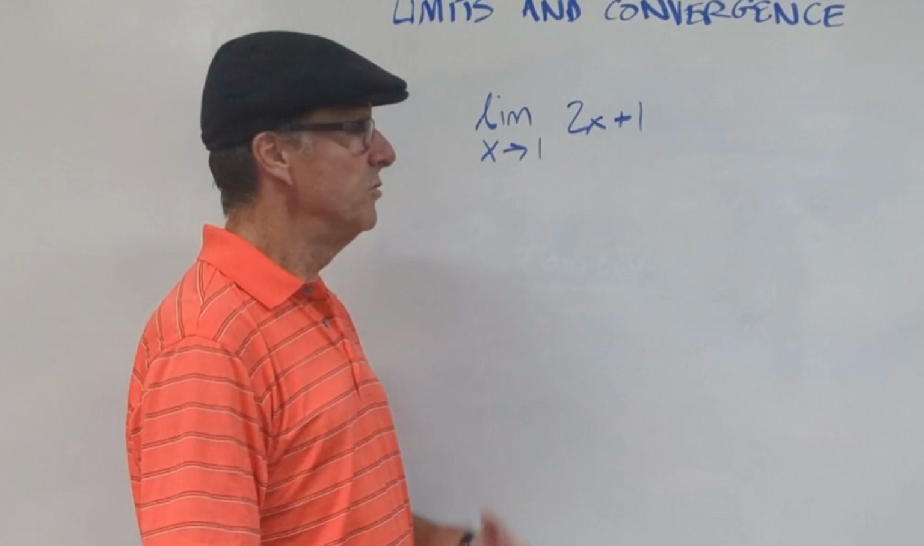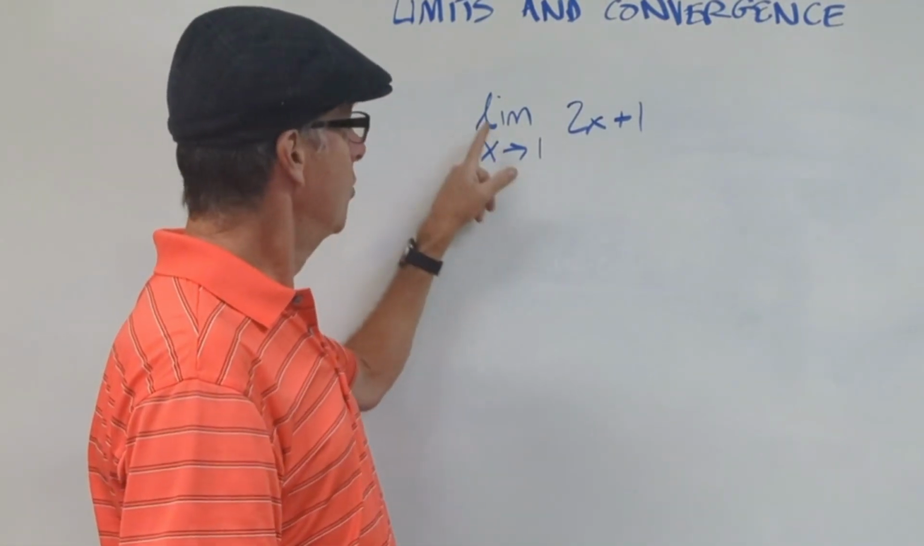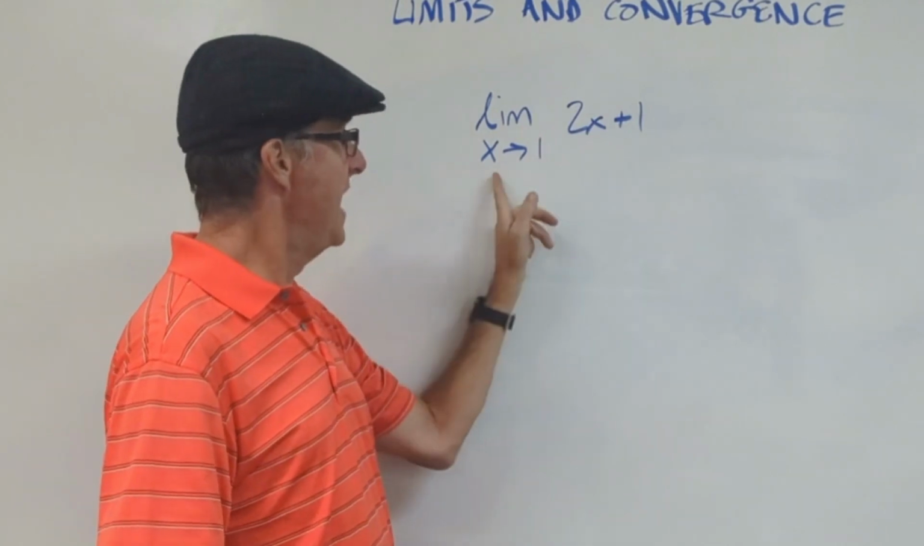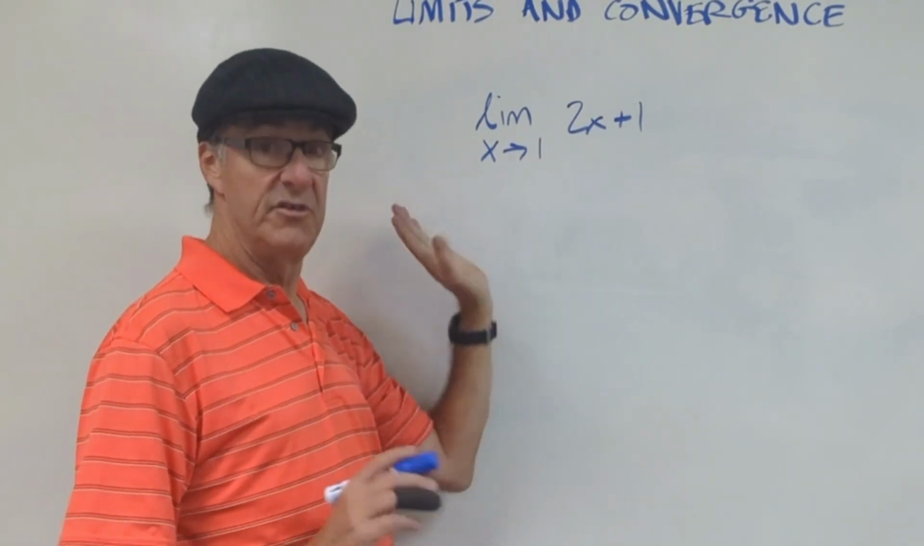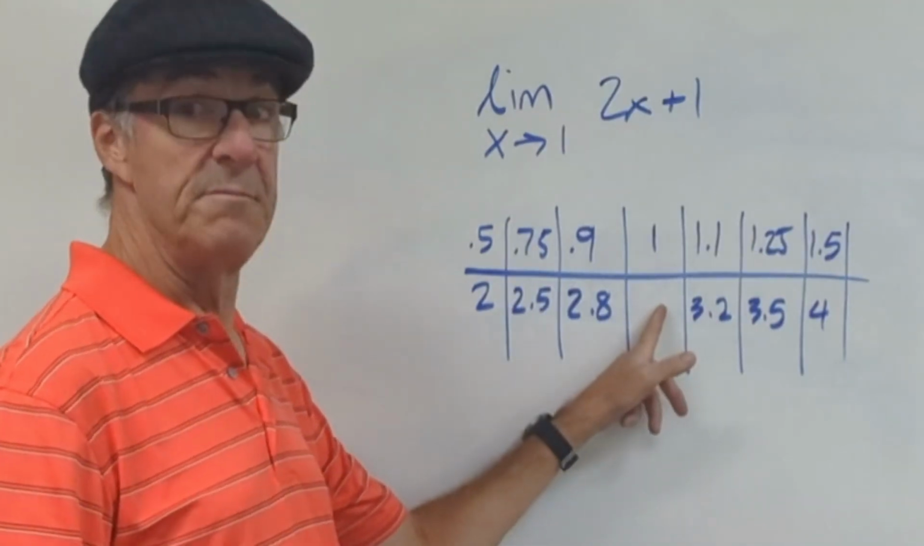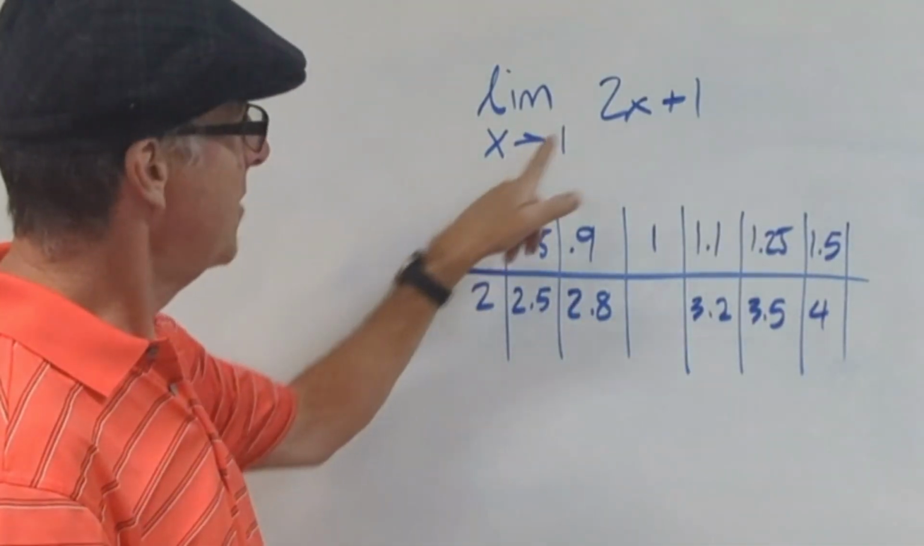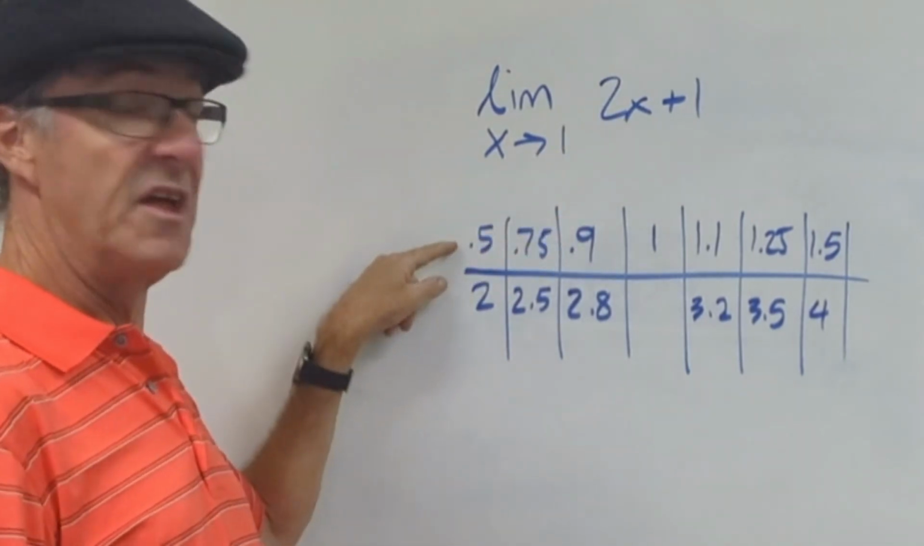Okay, one of the ways we evaluate limits is with a table. So here's a very simple limits problem. What is the limit of 2x plus 1 as x approaches 1? So watch this. All right, take a look at this table. I left the important one blank for the moment. So check it out. What we're doing is over here, I'm approaching 1 from the left.